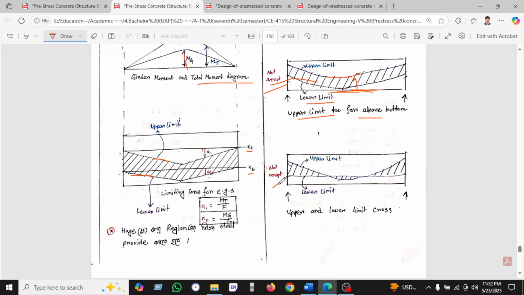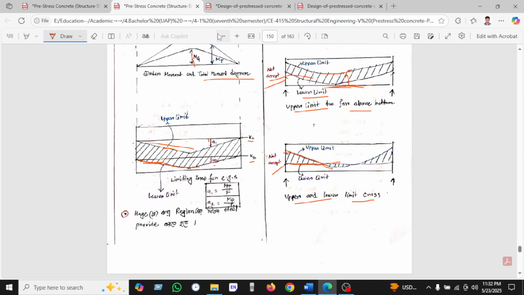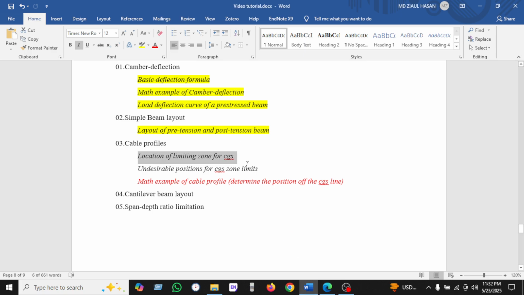Another one we can see will not be accepted. What is this? This is where we can see the upper and lower limits cross. So this is the upper limit, it crosses suddenly, and this is the lower limit, it also crosses suddenly. So that's why we cannot provide the reinforcement in this zone. Rather we can focus on this zone. We can provide the reinforcement in this shaded area for prestressed girder design. Okay, so I hope these are clear.